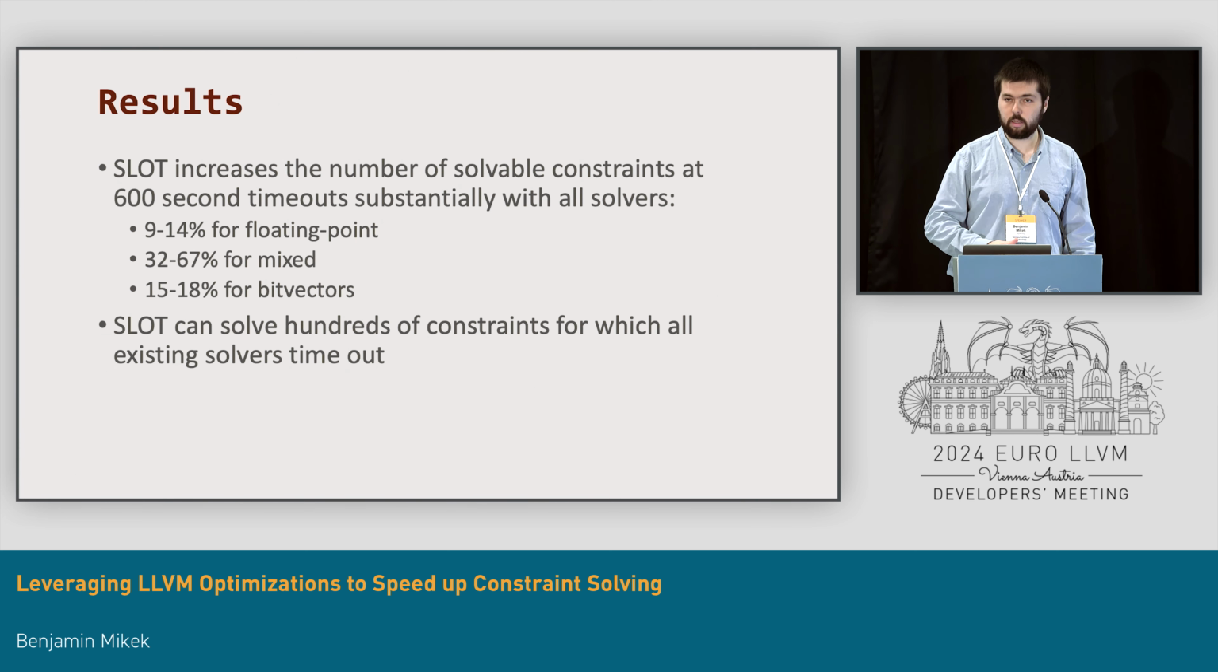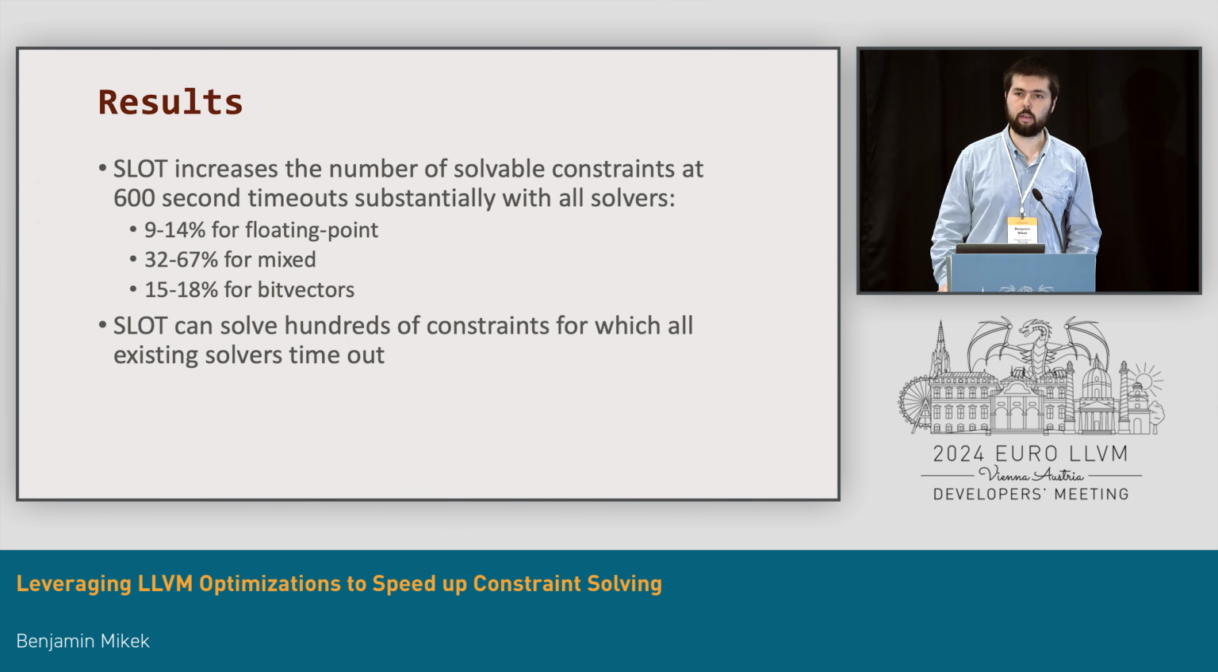So we find that we can increase the number of solvable constraints by a substantial amount with a 600-second timeout, which is a standard or common timeout for applications like symbolic execution, where you have many constraints that are run within 1 hour, for example. We increase the number of solvable constraints by 9 to 14% for floating point numbers, up to 67% for mixed constraints, although there are fewer of those overall, and between 15 and 18% for bit vectors. So overall, this means we have hundreds of constraints that slot can solve that a solver on its own could not, that are enabled by compiler optimization.